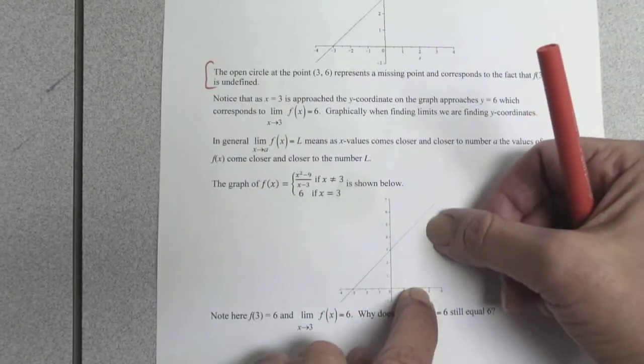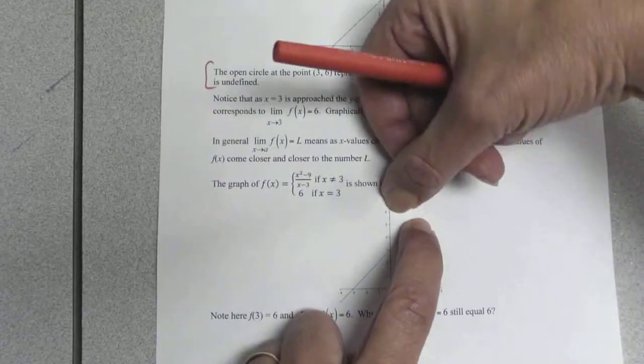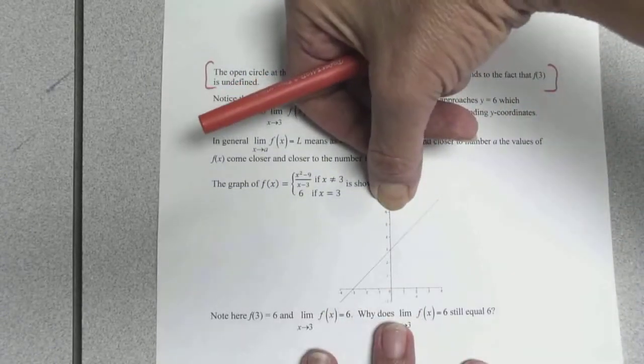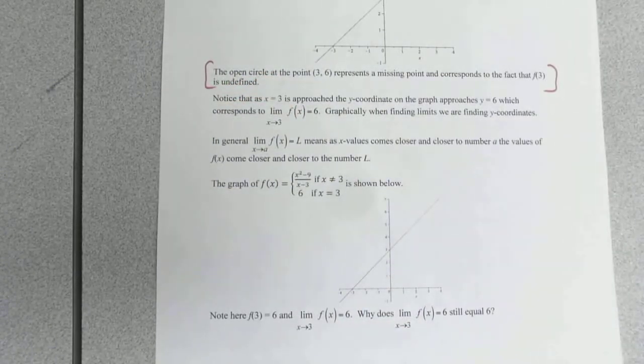Here's x equals 3, go up and over, and my y-coordinate is going to be closer and closer to 6. And so what I would ask a classroom full of students, and I'm lecturing in an empty classroom, is, why is the limit still 6? I changed the function. F of 3 is now 6. Instead of f of 3 being undefined, f of 3 is now 6. Why didn't changing the function change the limit?